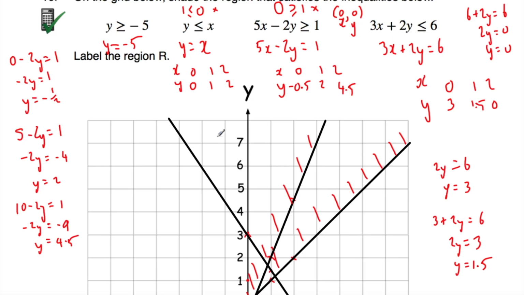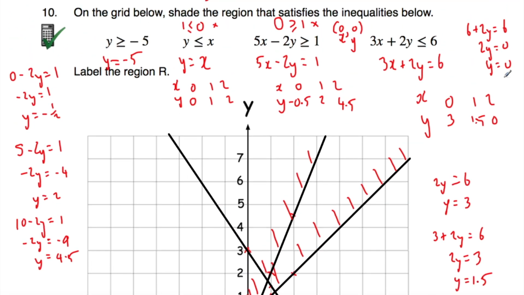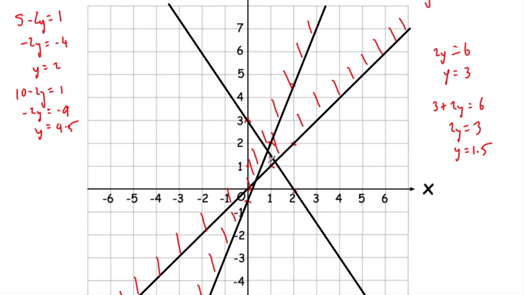Now we want to figure out which side we're going to accept and which one we're going to reject. So let's choose a point that's not on the line. So the origin again. And I'm going to substitute in x is equal to 0 and y is equal to 0. So we're going to get 3 times 0 plus 2 times 0 is less than or equal to 6. So yes, that works. So this time we want to accept that region. So we want to accept below the line here and we want to reject above it. So let's reject above it.